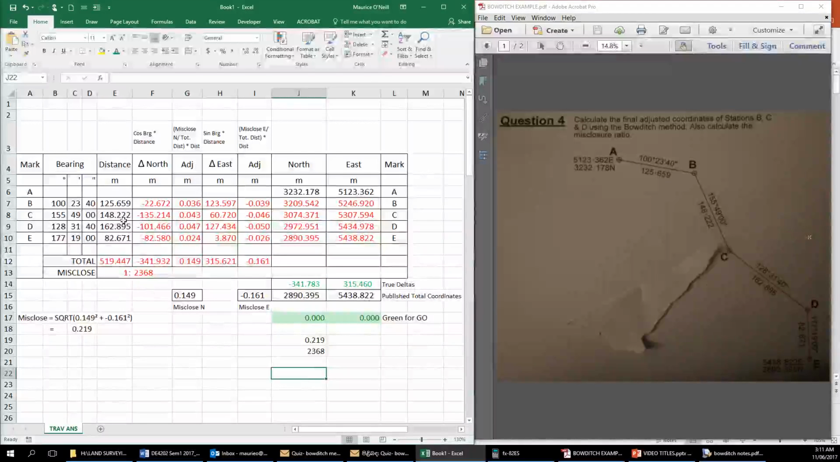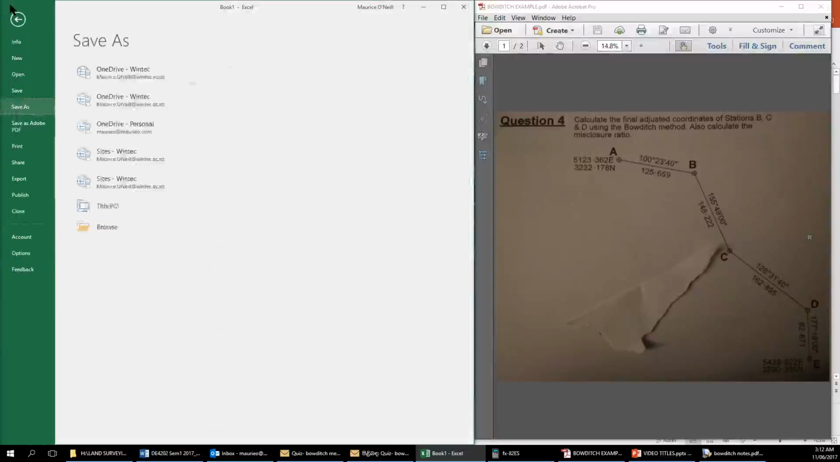So I'll explain that now. So now we've got all our bearings and distances in, and we've checked that they're all okay, and we've checked our initial coordinate. So now what we've got to do is to run out our northings and eastings. I'll take these out of here for now. Before I do that, I'll just save that, so I know I've got a version of it like that.